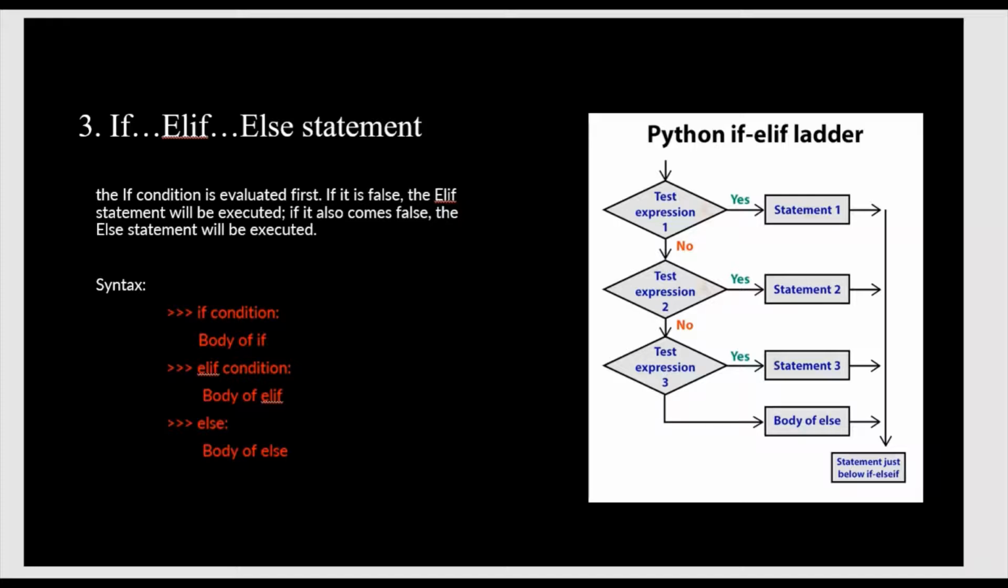Then this is the flowchart of this if-elif. Test expression 1: if the statement is yes, it is directly executed. Test expression 2: if the statement is true, then statement 2 is directly executed. So these are the things. This is a flowchart. You can move on to the example, and you can clearly understand it.